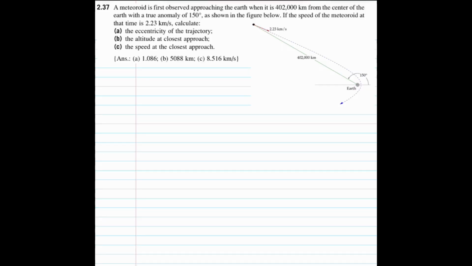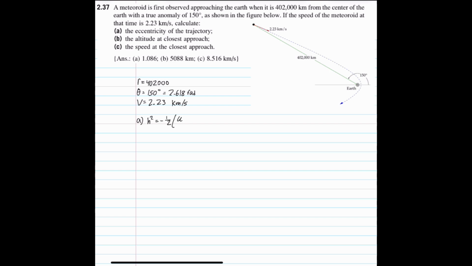And the last problem of this video is a meteoroid approaching Earth from very far away, and this is a hyperbolic orbit. So it asks us to find the eccentricity of the orbit, and we know that in hyperbolic orbits, it's going to be greater than 1. So they gave us a little bit of information. We know the radius, we know how far away the object is, and we know the true anomaly, which is 150 degrees. And we also know the speed of the asteroid. This is going to be useful when we need to use the vis-viva equation to find one of our unknowns.